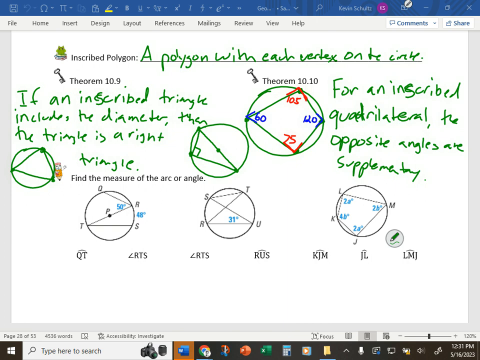Which of course opens the door for the Pythagorean theorem. Pythagorean theorem! And sine, cosine, tangent, 45, 30, 60, 90. All those things we know and we love. Questions on the notes?